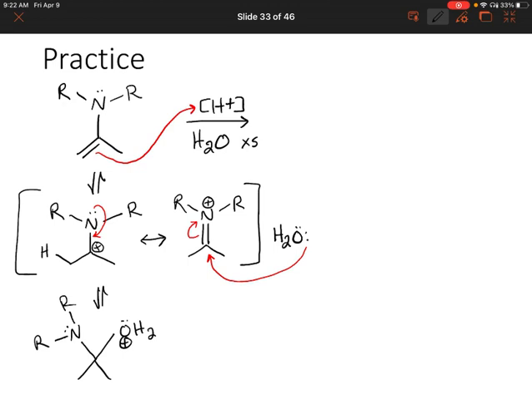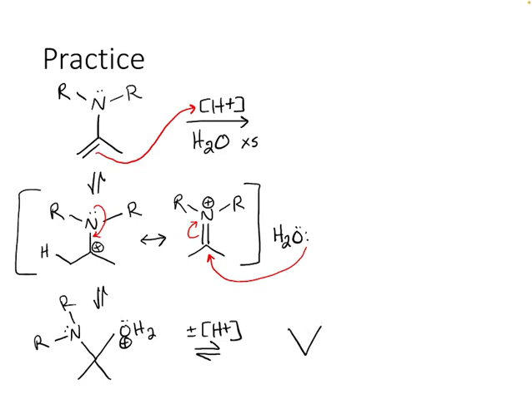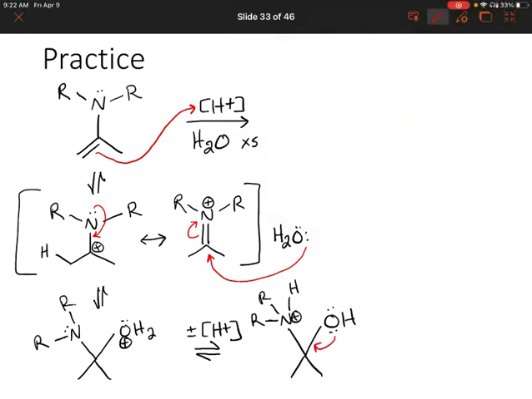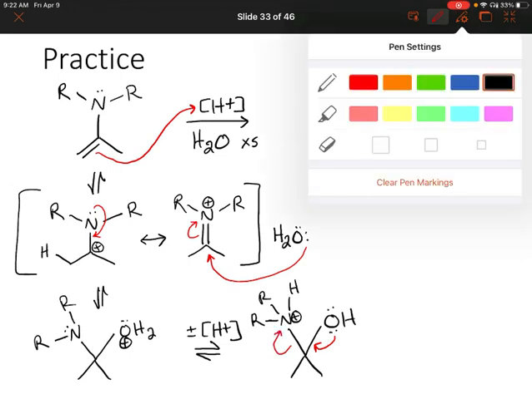And in the next step, we're just going to move one of those hydrogens on our oxygen over to nitrogen. So we'll just say plus minus H plus. So we're trying to create a good leaving group here. All right. And then in the next step, one of the lone pairs on oxygen is going to move down to create a double bond, and we'll kick out our leaving group, which is the nitrogen group.